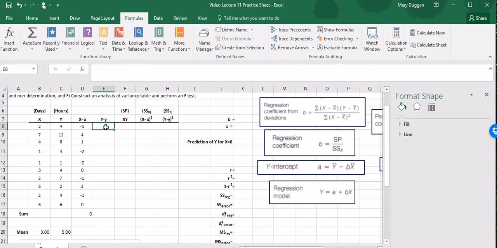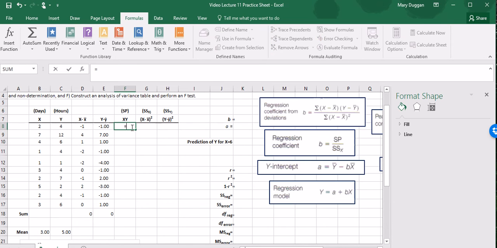I'm going to do the same for y. Y equals the mean of y. Again, I need to put dollar signs because for every subtraction problem, I want the mean to be the second number. The mean of y. Okay, and I'm going to drag down. And here we go again. Whew, still 0. Great.